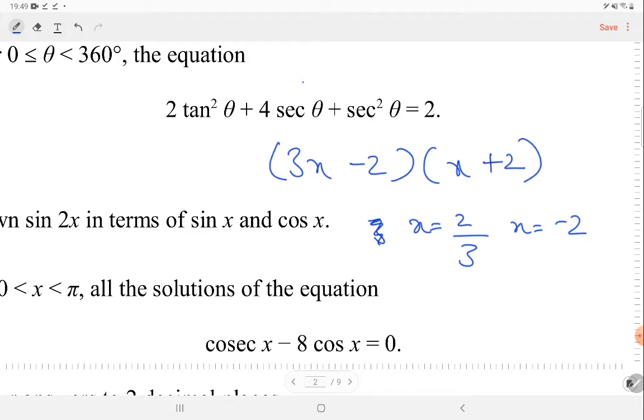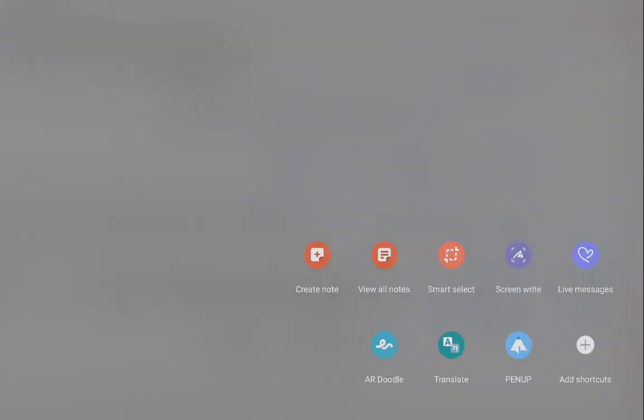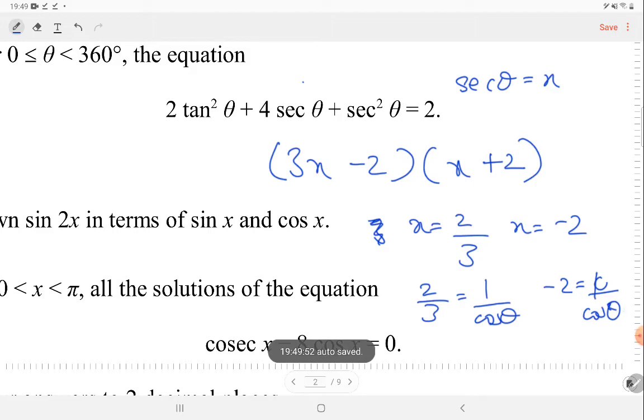But remember, that's not the answer because we did say x is equal to sec theta. So sec theta is equal to x. So basically 2/3 is equal to 1 over cos theta. I'm just writing it out for the sake of it. I know most people like to shorten it, but I'm doing it the long way around. And minus 2 is equal to 1 over cos theta.